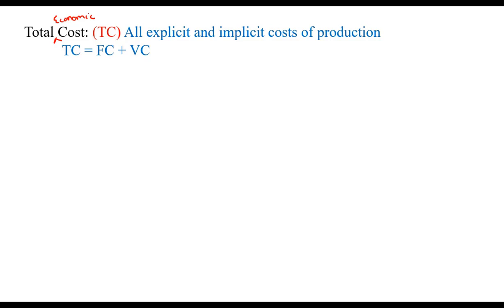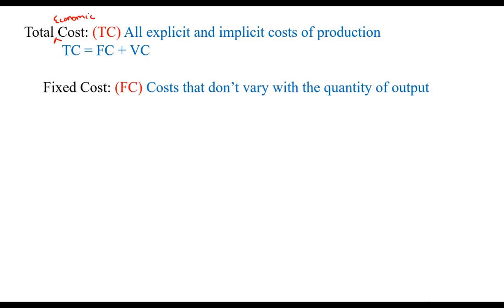So when we talk about total costs in economics, we mean all the explicit costs, the things that you actually pay money for, and all the implicit costs, those values of the next best alternative that we give up when we do a particular production or supply a particular service. Total cost is fixed cost plus variable cost. So we should define carefully fixed costs and variable costs.